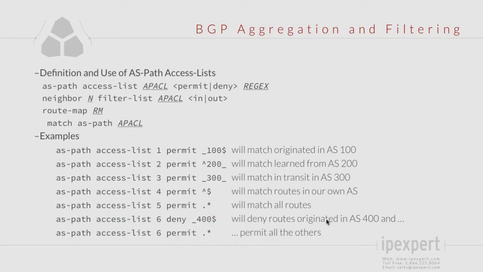So these were some of the examples of using the AS paths for filtering, or using the regular expressions for filtering based on the AS path in BGP.